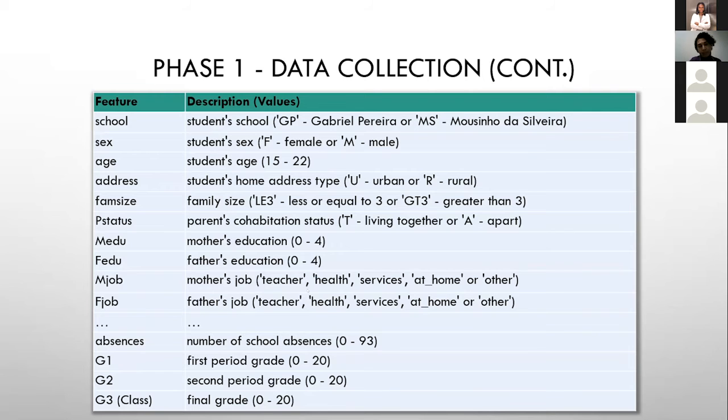The number of absences. And for the academic records, basically we have the grades. We have the first period grade and the second grade.